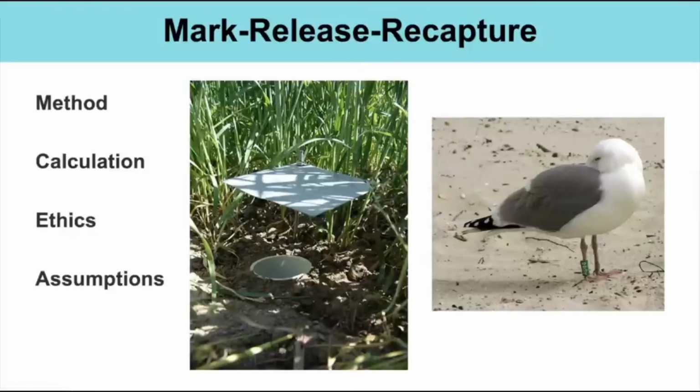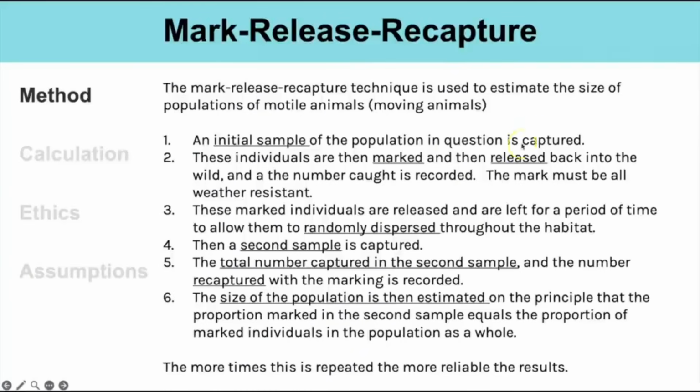So then we've got mark, release, recapture for if you are trying to estimate the population size of a motile organism. Here is our method. So you need to capture an initial sample. You need to mark them. So that might be putting a bit of paint on a snail shell, for example. Then you release them back into the wild.